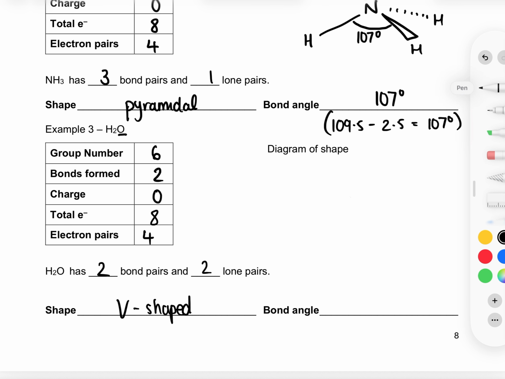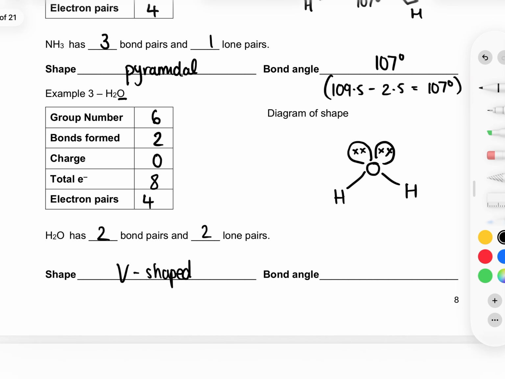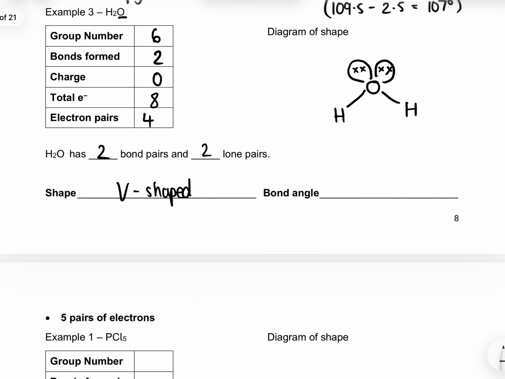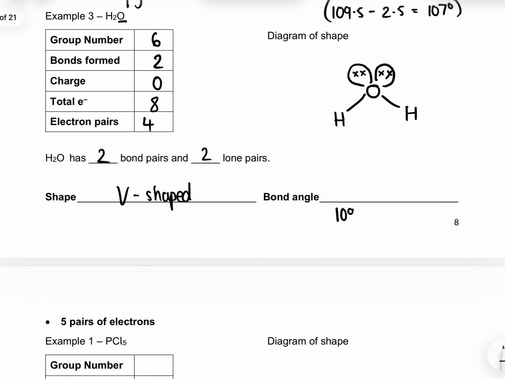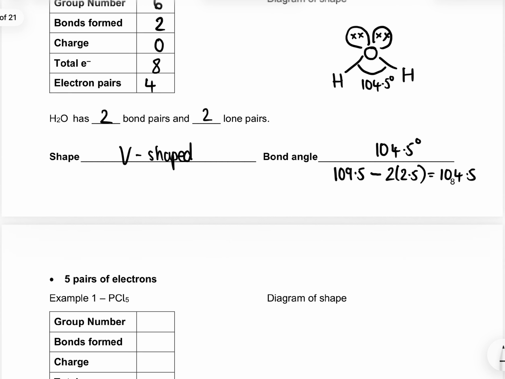I often, when I'm drawing water, draw it this way up. And the reason I draw it this way up is because when I put the orbitals with the electrons in, it kind of looks like Mickey Mouse's ears, and I just like it that way up. How do I get the angle for this? Well, 4 pairs is 109.5, and we're going to minus 2 lots of 2.5. And if we do that, we're going to get 104.5. So the bond angle here, and the only 2 bonds are here and here, so that's the angle between these 2 bonds, is 104.5.